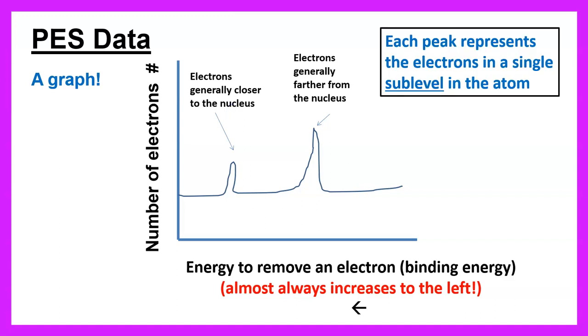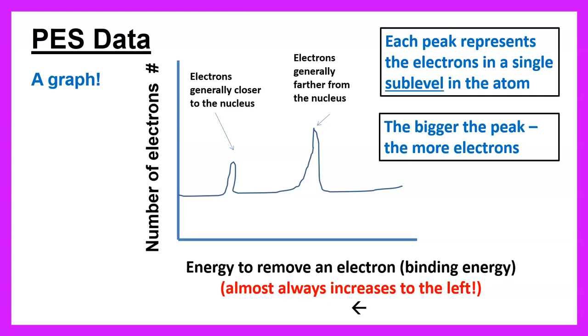Each peak is going to represent the electrons present in a single sublevel. If you remember the energy level, that's like the big 1 through 7 numbers. And then the sublevels are like saying 1s, 2s, 2p, 3s, 3p. Not individual orbitals, but in that sublevel, that orbital shape, that type in that energy level. The larger the peak, the more electrons you have. That's a key thing to pay attention to here, the height of the peak.